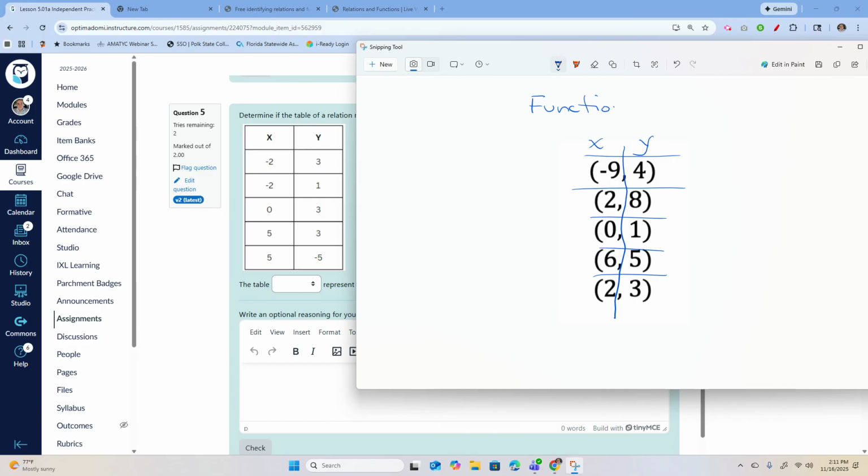That's the question. And when do we have a function? When every x value is matched with exactly one y value. But you're going to notice that in the x column, I had the number 2 repeated twice, and each of those 2's has a different y. So again, you have the same x value but different y's. And that's not good. So that means it's not a function. And that's how you do question number 5.